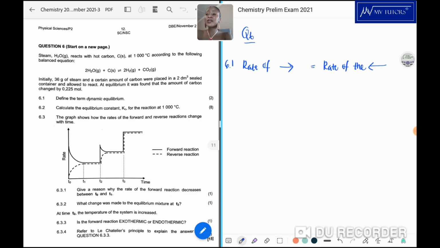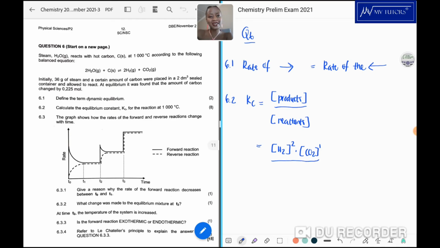Okay, and then number 2, it says calculate the equilibrium constant for the reaction at 1,000 degrees. 8 marks, guys, we are about to labor here. So remember, the equation for equilibrium constant is basically the concentration of products over the concentration of the reactants. We have hydrogen, and there are 2 moles there, to the power 2, and we multiply it by carbon dioxide. Well, there's only 1 mole. We don't really need to write that one.